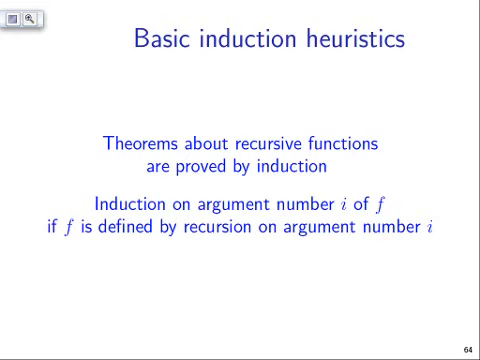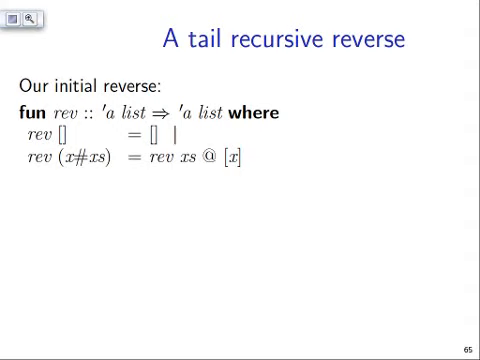So keep these two things in mind, but we'll need a bit more. And to show you what more we need, let's look at a standard example, namely a tail recursive reverse. So this is the reverse function as it is actually defined in the library for lists. It goes from list to list, and if you reverse the empty list, you get the empty list, and if you reverse Cons x xs, you reverse xs, and then you append the singleton list x at the end.